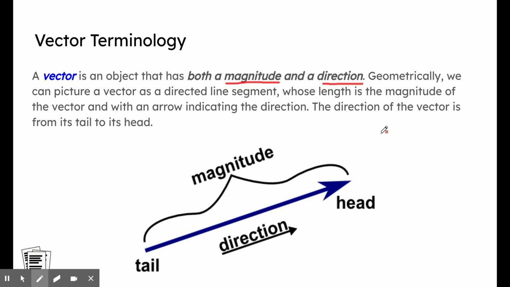and it has direction. Now, if we take a look at vectors geometrically, we draw them as arrows, where the length of the arrow is the magnitude of the vector. The arrow is useful because it's pointed off in a direction, right? And there's a tail to the arrow and there's a head to the arrow as well.